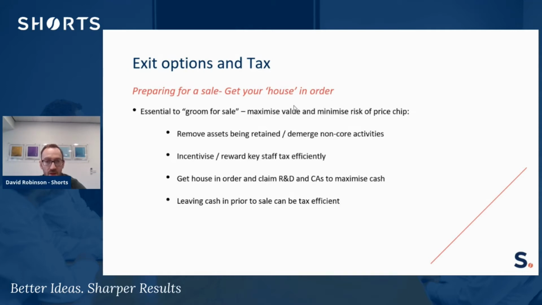Similar for capital allowances, which is the way that you get tax relief on capital expenditure. So for example, if you spent money on your property, or if you spent money on plant and machinery, you can claim those allowances, which reduces your tax bill and ultimately increases value on exit.